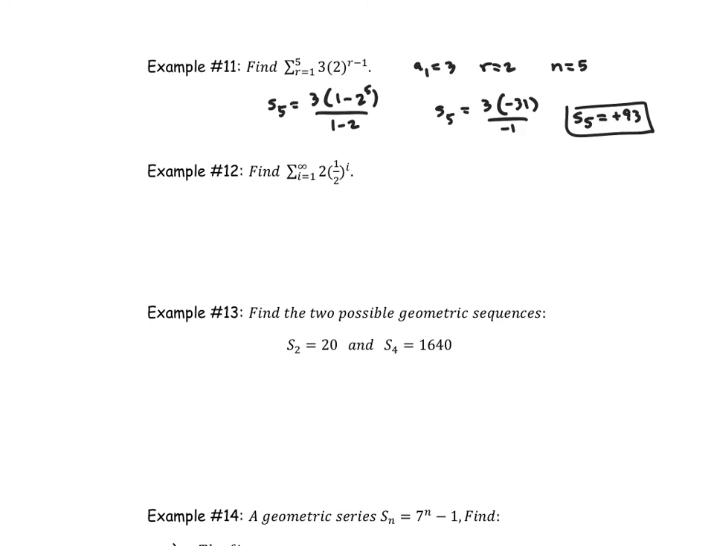Whoa, watch out now. Example number 12, find the infinite sum. Now, the infinite sum only exists if r is between -1 and 1, which it is. So I got to find the first term. My first term, if I plug this in, will be 2 times 1/2 to the first power, which is 1. My common ratio is 1/2. So the infinite sum of this series does exist because r is between -1 and 1. It'll be a over 1 minus r. So the sum will be 1 over 1/2, which is 2.